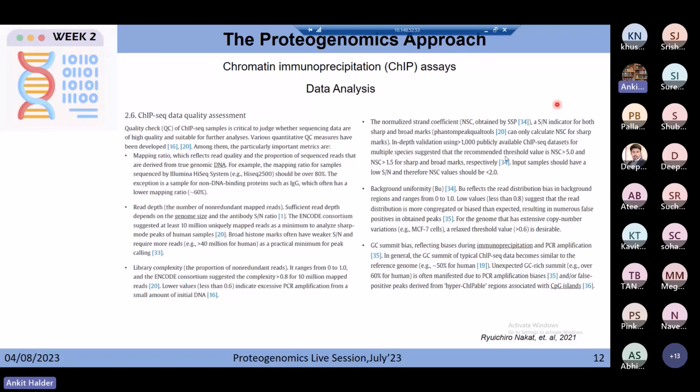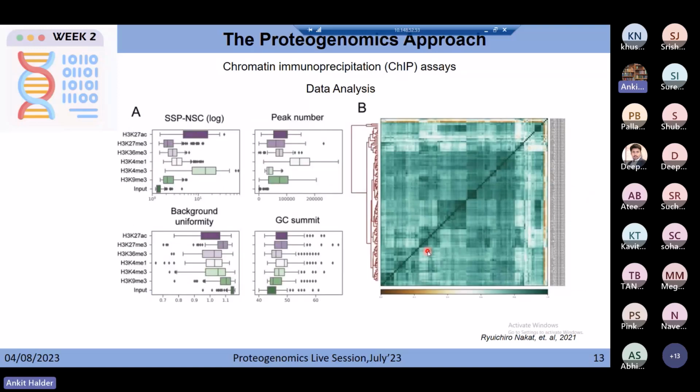Then background uniformity and the GC content bias. All these parameters need to be checked before going on to further analysis, to understand that our data is of high quality. This is how it generally looks for each sample. For example, these are the different modifications of the histones, and these are your parameters, and the copy number abundance.